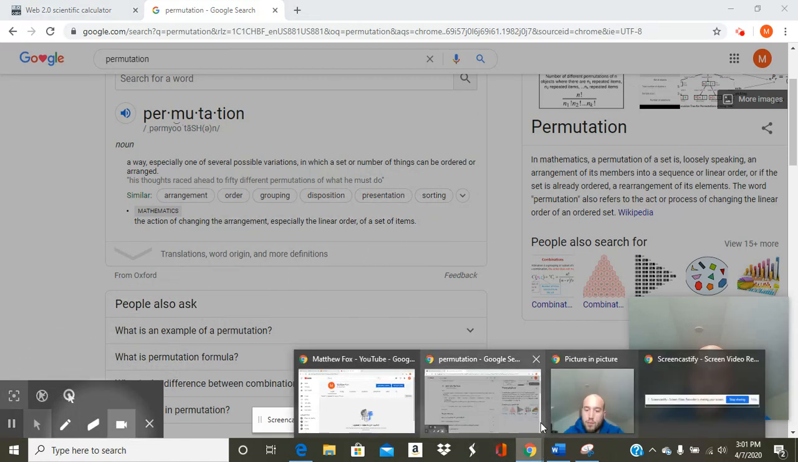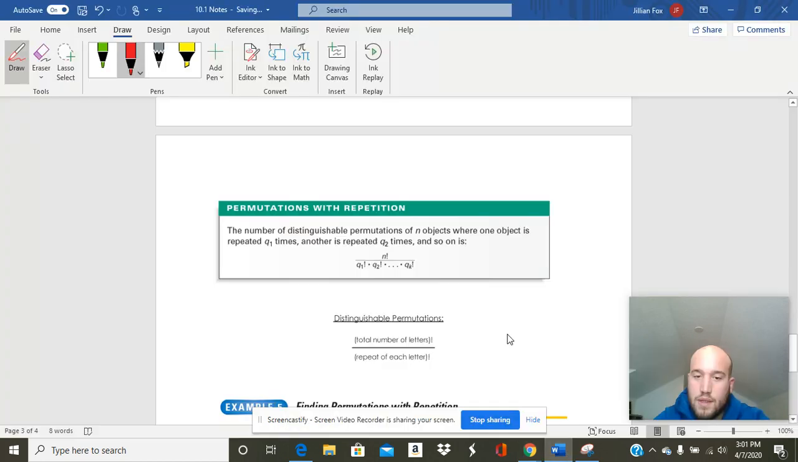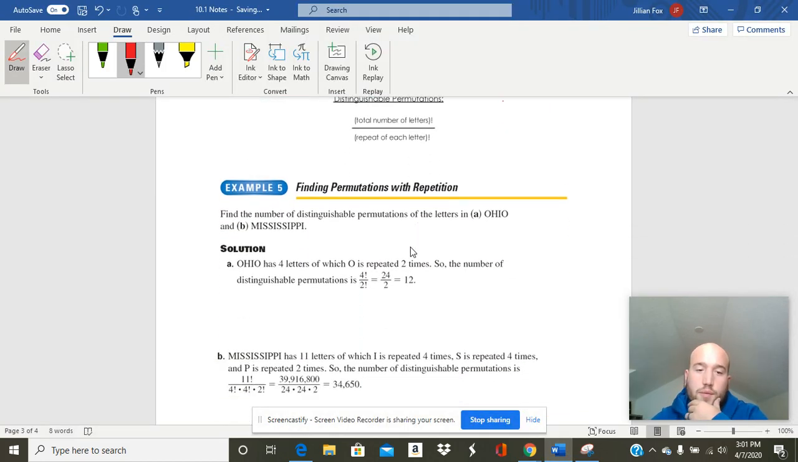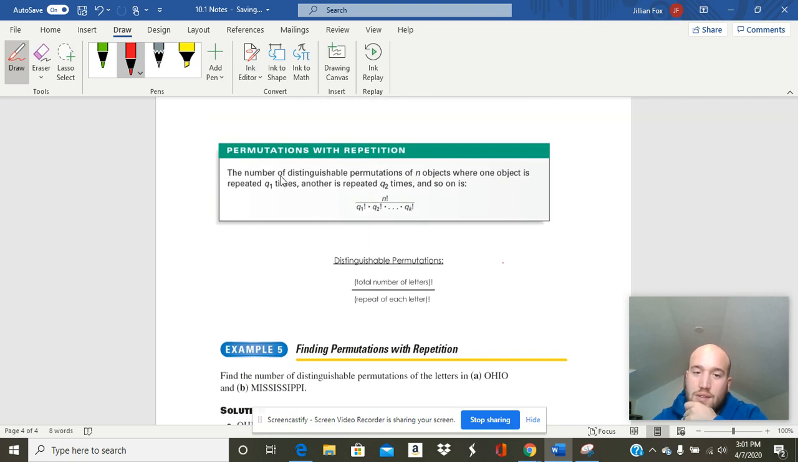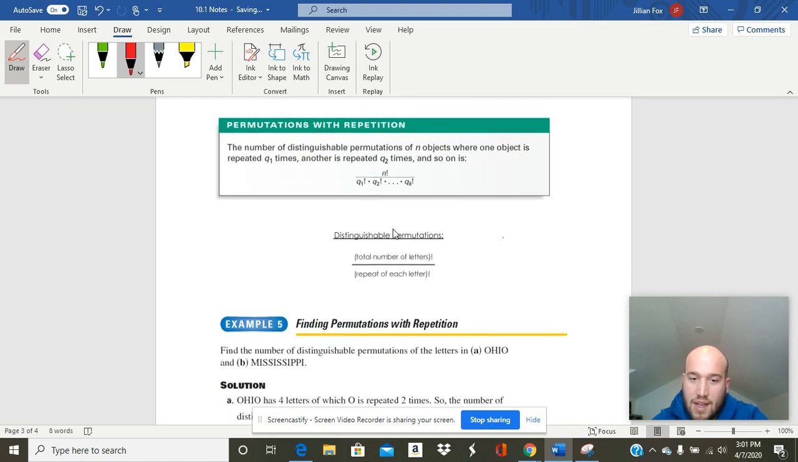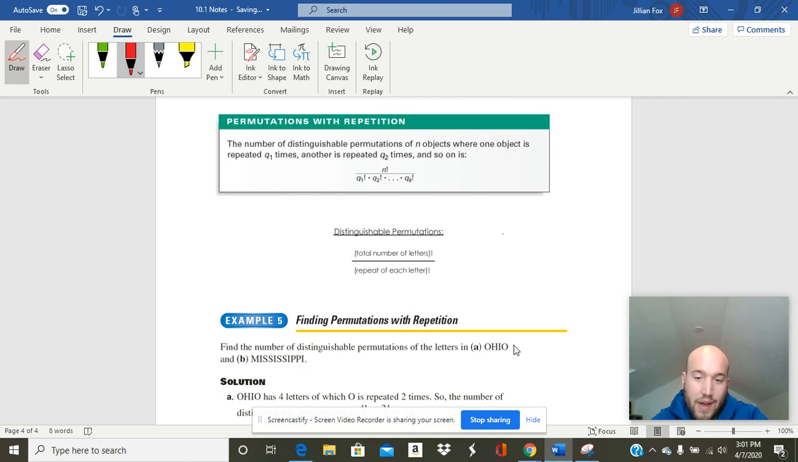So if we go back now here, it says find the number of distinguishable permutations of the letters in Ohio. And then we'll talk about Mississippi next. Now, it says here, permutations with repetition. What that means is the word Ohio, if I would reorder those letters, how many different ways can I reorder the letters? Now, Ohio has 2 O's.